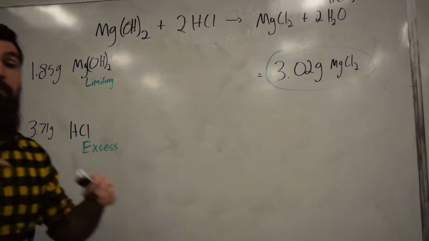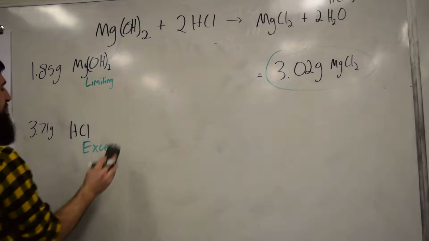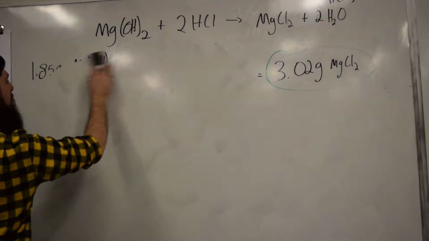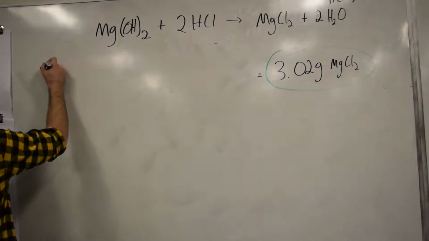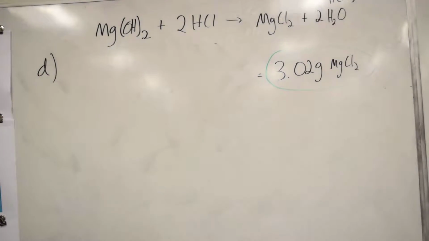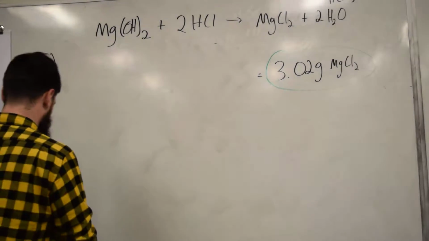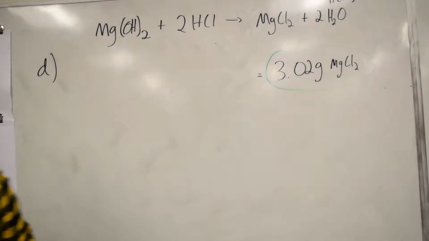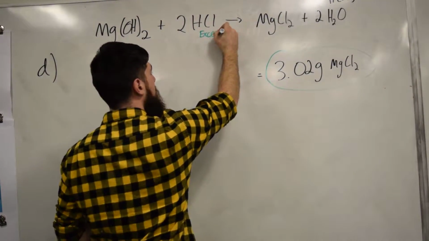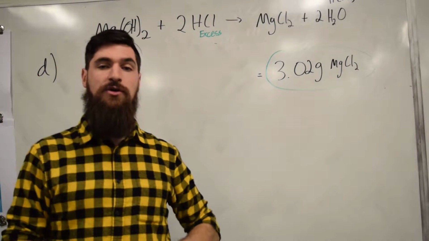The big focus for today is going to be part D. This is our limiting, this is our excess, okay? I'm going to erase that now. Part D is asking, you found this much, you get this much product. How much of our excess do you have left over? We know that our excess is going to be hydrogen chloride. So we need to know how much we have left over, okay?